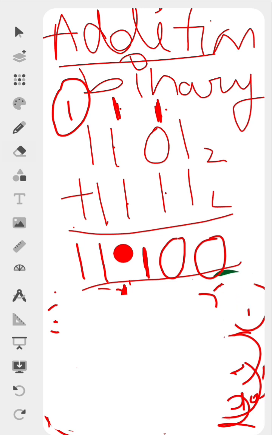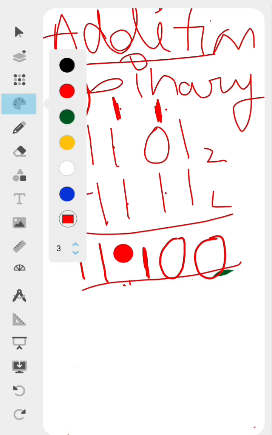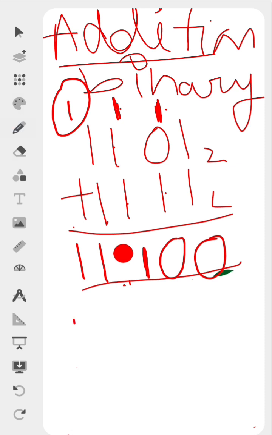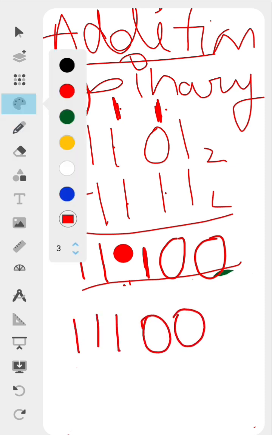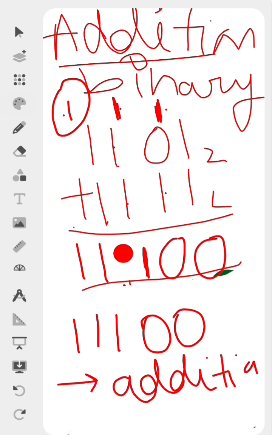What we have to do is a normal addition, and whatever the value comes out in decimal, we convert it into binary. So this value is 11100 by the addition. That is how addition works.